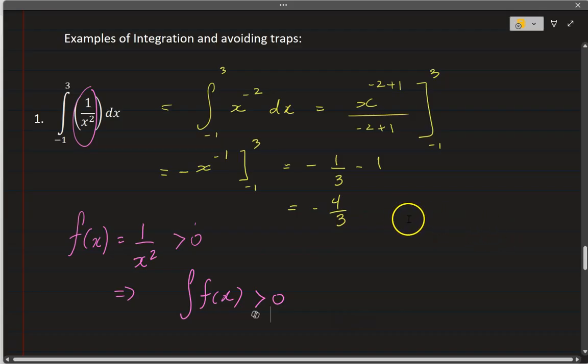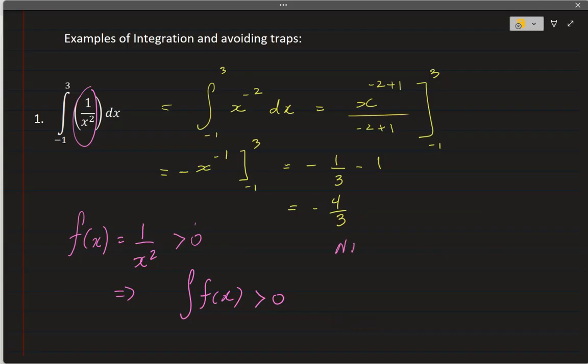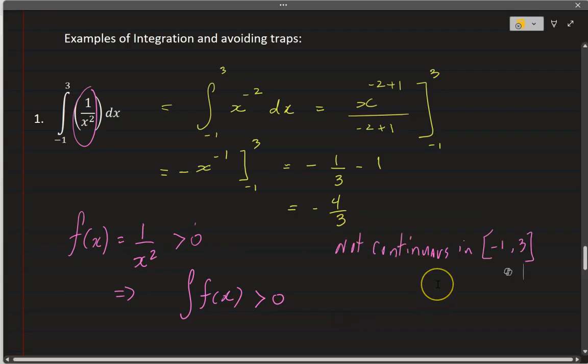The fundamental theorem of calculus only applies to continuous functions. This is not continuous within the interval of negative 1 to 3. Okay, so not continuous in this interval. And because of that, this answer doesn't work. So therefore, this integration doesn't have a solution. Okay, so very important. Make sure you go back and remember the function is not continuous, therefore the integration cannot happen. All right, let's look at the next one. So this was the first trap, so make sure.